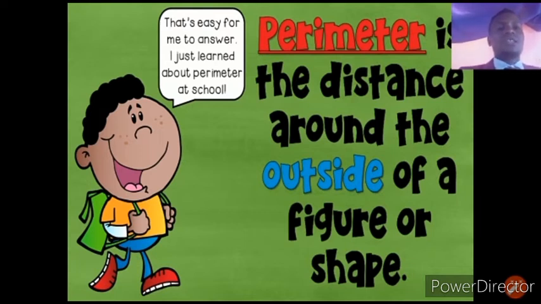I can do the same thing to a building. I can do the same thing to a room. After measuring all the sides, I sum up my measurements. I get the perimeter.